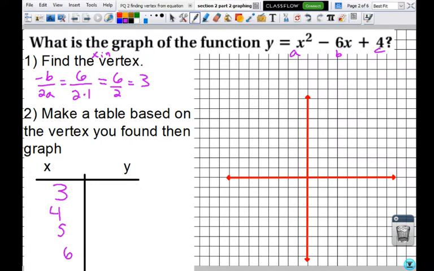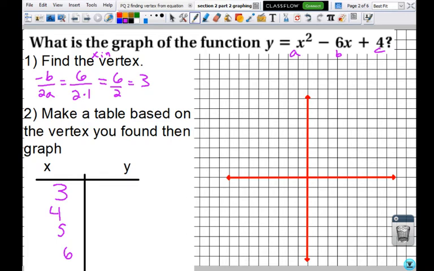Alright, so I'm going to go in here to Desmos, and I'm going to delete this and just make an X. I'm going to delete the Y1, just make it a Y. And we are going to make it x squared minus 6x plus 4, because that's the equation we're doing. Then we put 3, 4, 5. And then I'm going to put in 3. That's where my table's going to start. And then 4, 5, and 6.